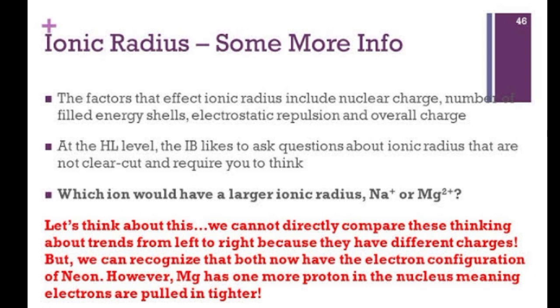Sodium can donate 1 electron, so one proton exceeds the number of electrons. But magnesium can donate 2 electrons, so there is an imbalance of 2 protons. So definitely we can say that it led to an increase in the nuclear charge, because in the case of sodium there is 1 proton, but in magnesium there are 2 protons, which are attracting the remaining electrons.